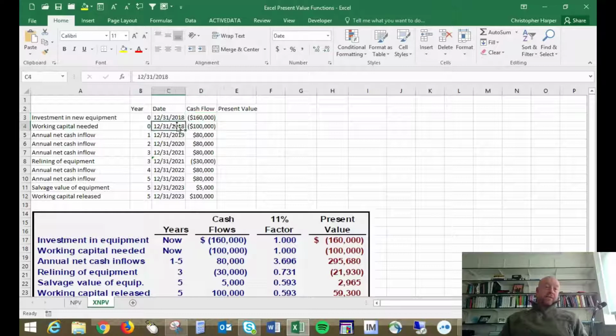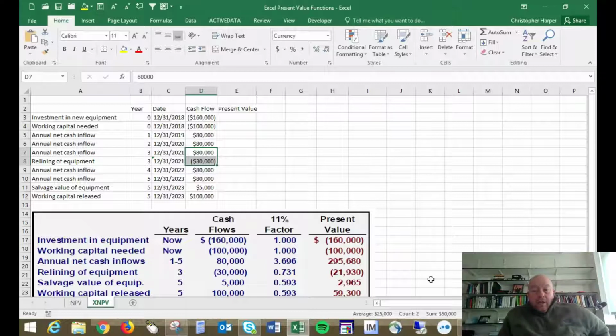I was able to have these individual cash flows. Here's the purchase, here's the salvage value. Look at year 3. We didn't have to net these as 50,000. By the way, this is a kind of a cool Excel function. Look down here where my mouse is hovering.